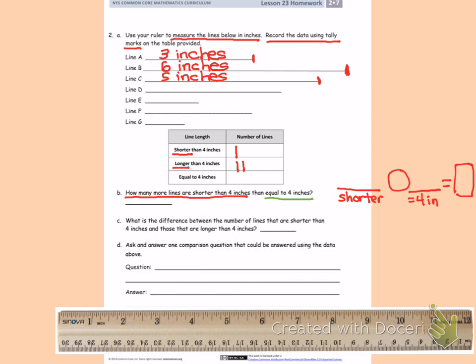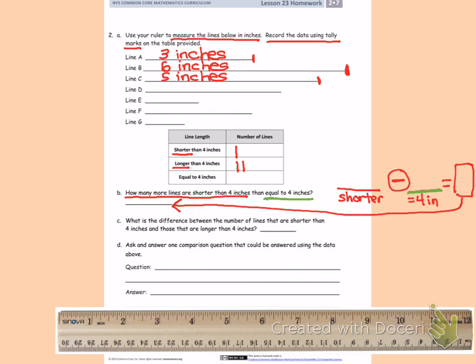I could show that using a green line to remind you, since I underlined equal to 4 inches there. Now, since I'm comparing the two different groups, that means I'm finding the difference between the two different groups. And in order to do that, I must subtract. So I'll put a subtraction sign there. Whatever the answer is here can be written on this line. But always remember, you must show your work so your teacher knows how you got the answer.